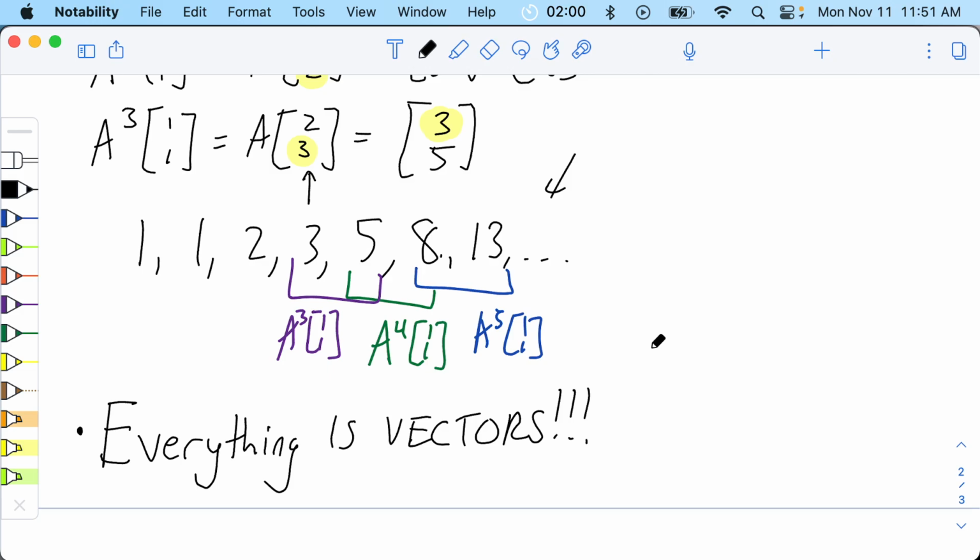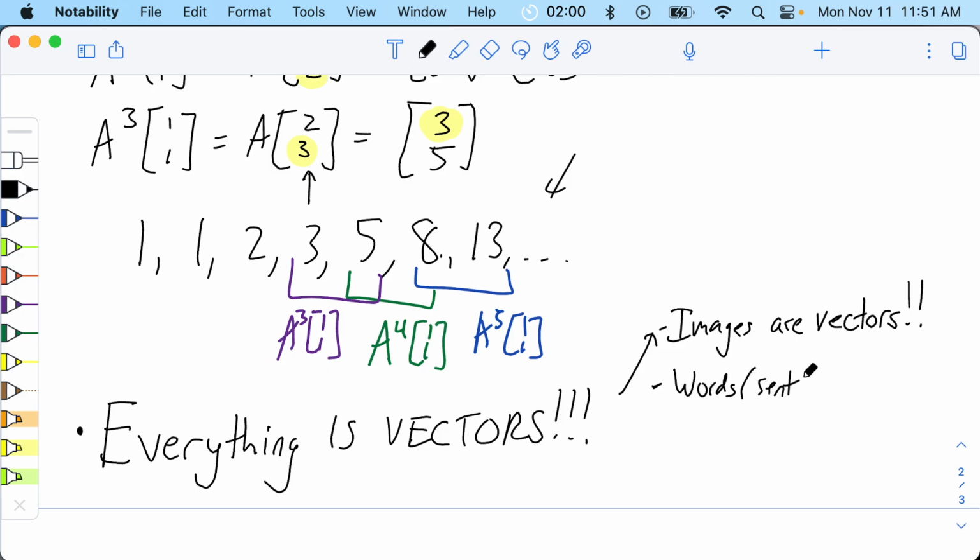Later on, we're going to see things like images are vectors. So when you have facial recognition, that uses vectors. Even things like words are vectors. Words, sentences are vectors. That's how ChatGPT works. So we're going to learn about this as well.